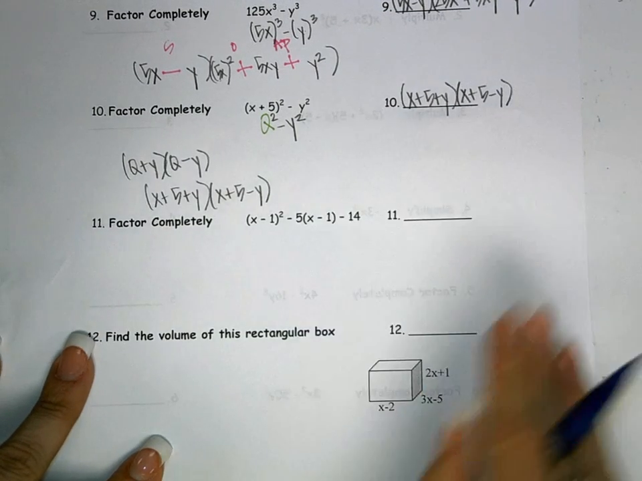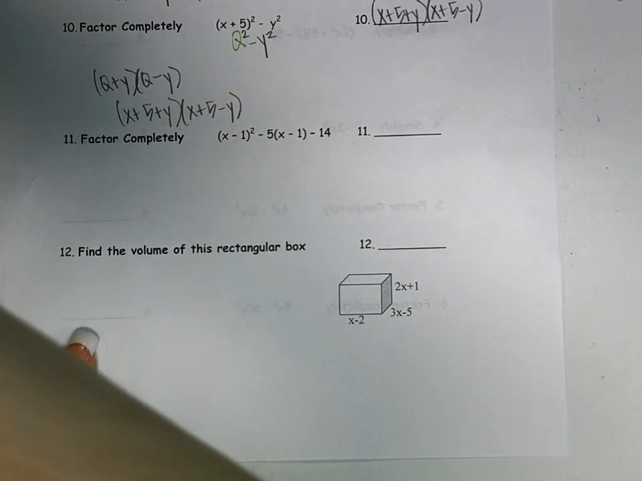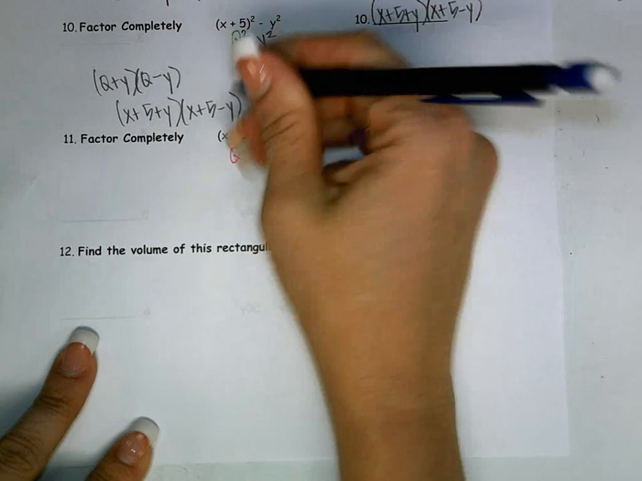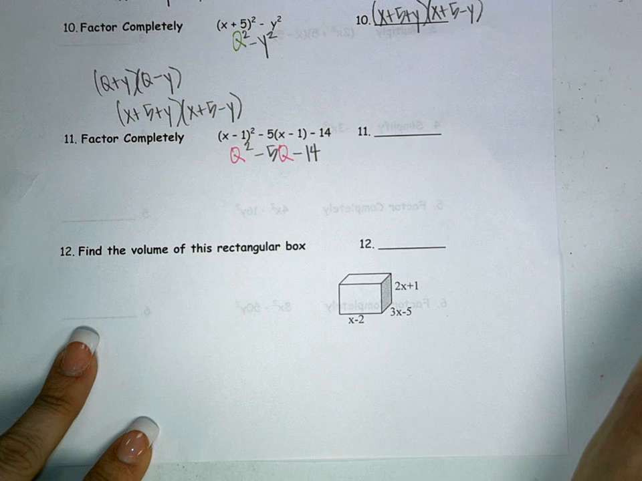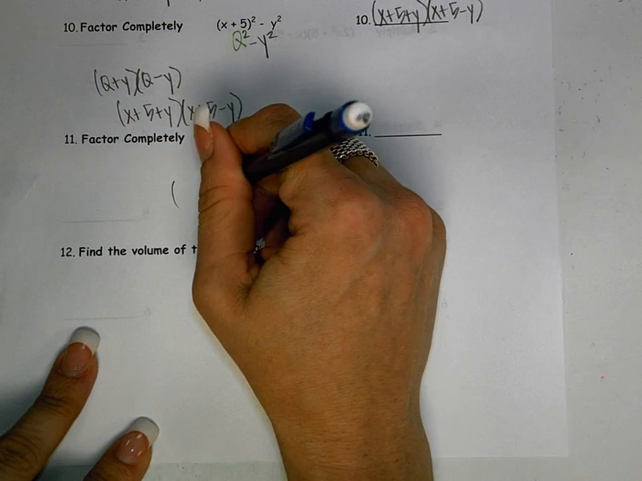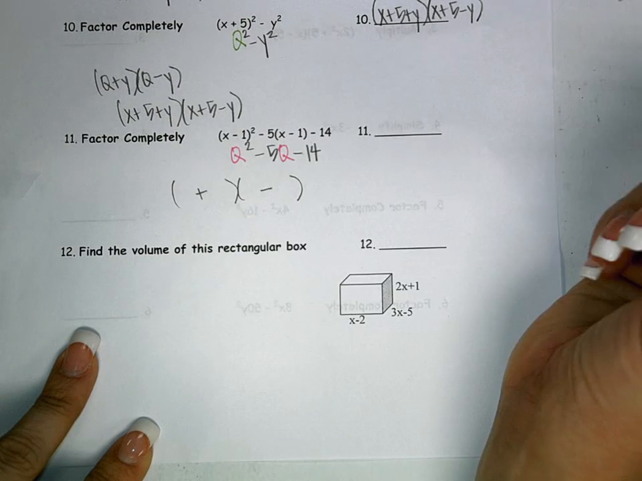That was a big mistake on that last quiz. Here again, quantities, so replace these with q's. So q squared minus 5 times q minus 14. This is going to be a trinomial, and in your parentheses, since it's negative at the end, you know you have to have one positive, one negative.